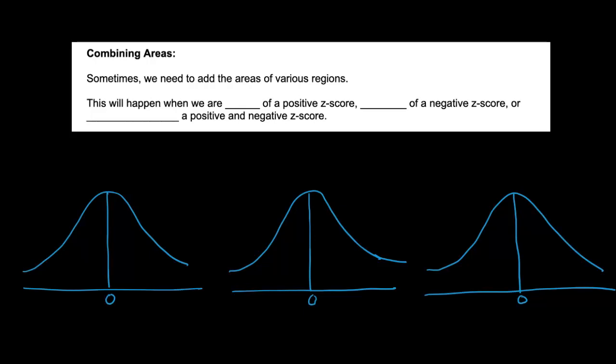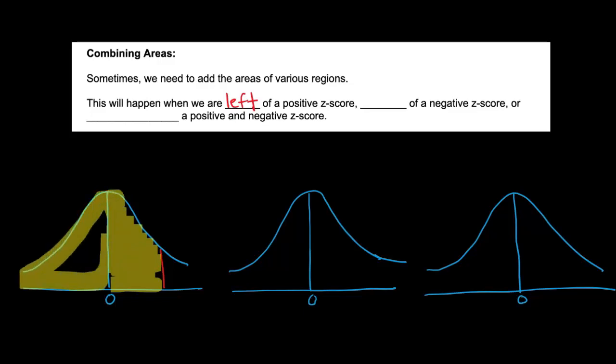The first one would be if you want to find the area to the left of a positive z-score. A positive z-score would be to the right of 0, and if you want to find the area to the left of that, it would be all of this area and then the entire right-hand side. If you were using technology, software or a calculator, you could do that all in one step.